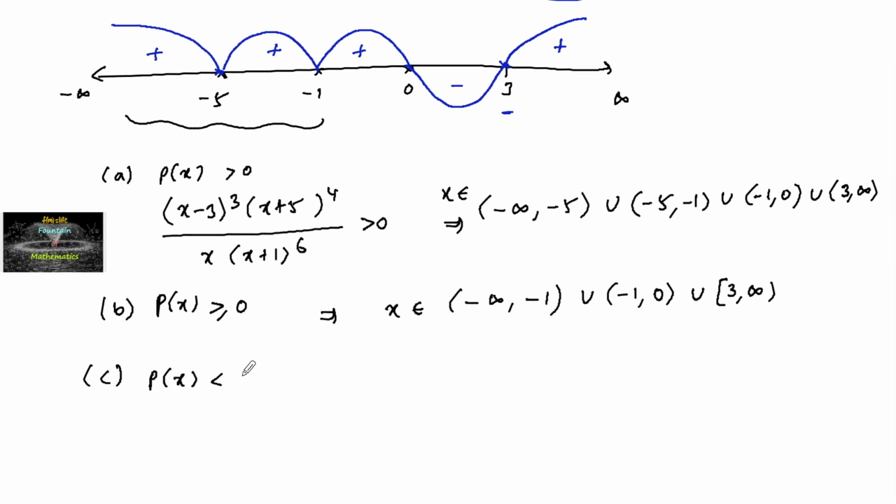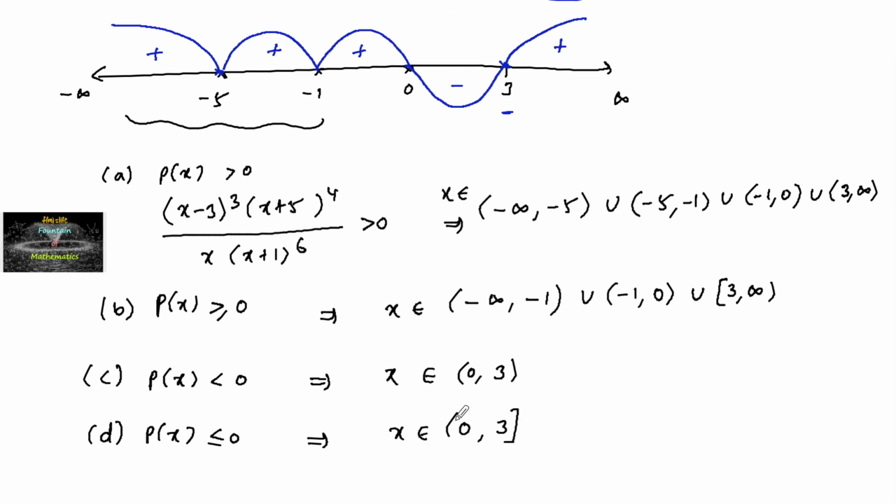And coming to p of x less than 0, let us check that. P of x is negative only in the region 0 to 3, so we can write x belongs to 0 to 3, open interval. And the next case, p of x less than or equal to 0: we can include the numerator points. So x belongs to, 0 is in the denominator so 0 is excluded, and 3 can be included. So open 0 comma closed 3.